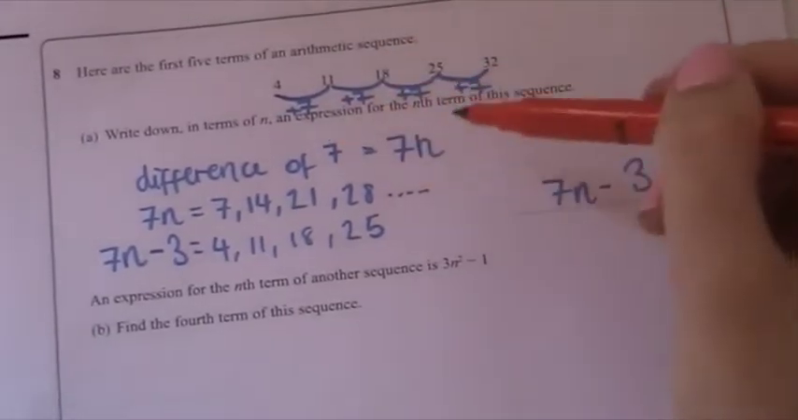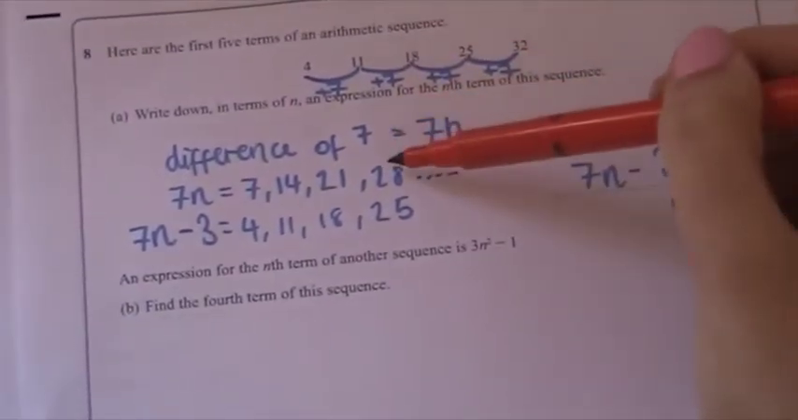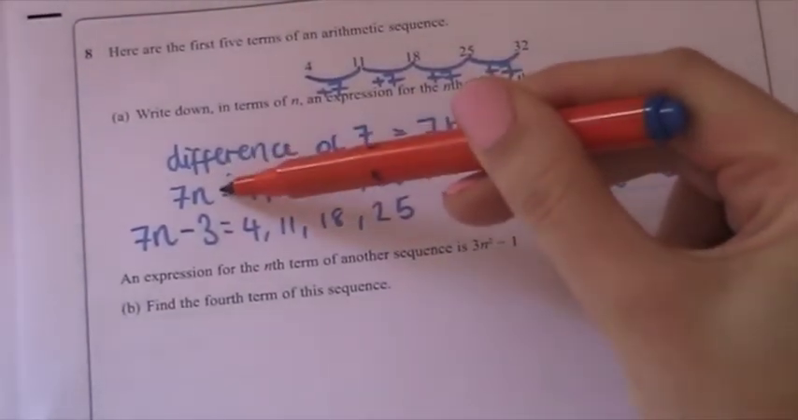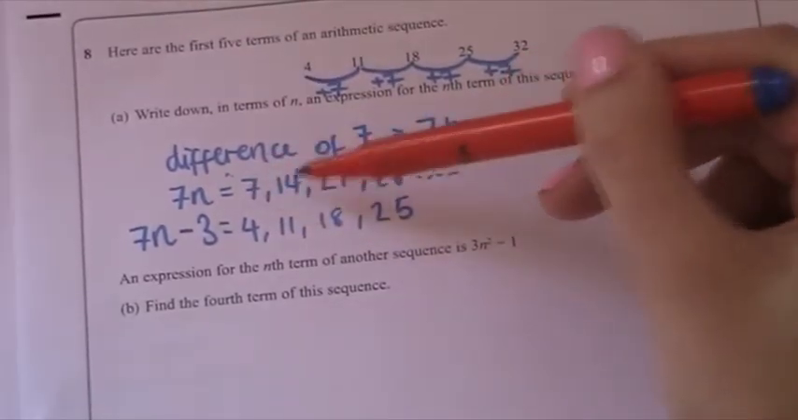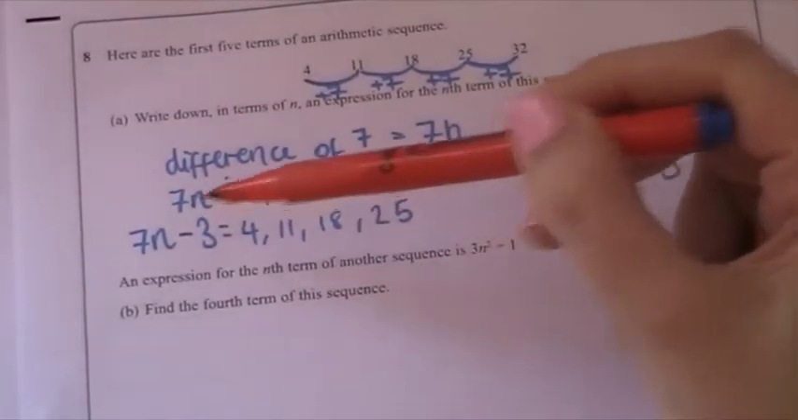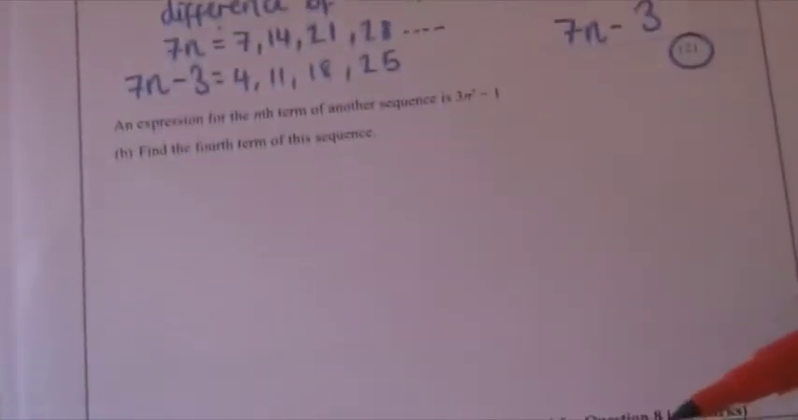So my answer there, 7n take away 3. We've looked for the difference, which has given us 7n. That gives you your 7 times table, because of course n is the position in the sequence. 7 times 1 is 7, 7 times 2 is 14, and so on. 7n minus 3 gives us our actual sequence.